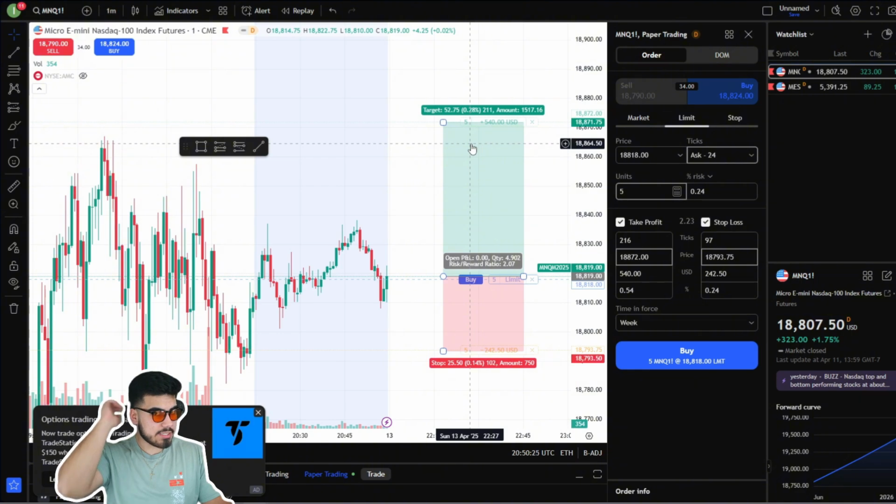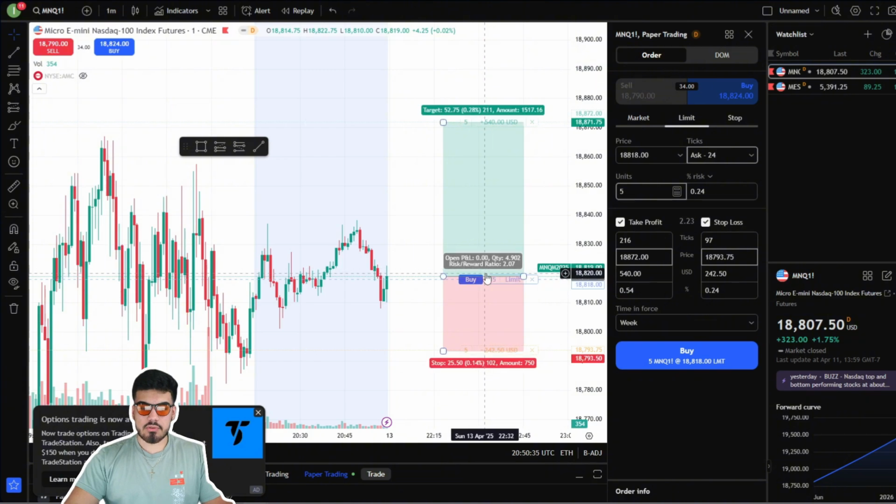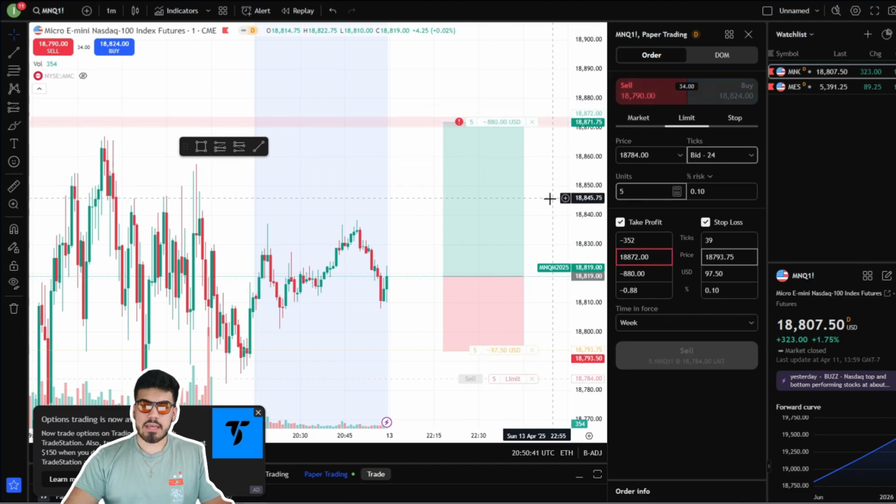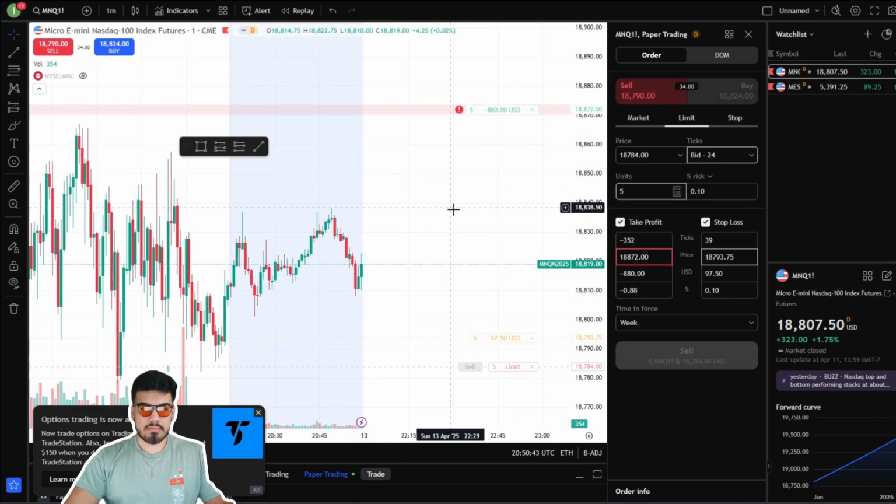What you want to do is make at least 40 points and lose 20 points. So always keep it 1 to 2. So you're risking 20 points to make 40 points. Right here, I'm risking 25 points to make about 52 points. That's a 1 to 2 risk to reward. Very simple. Same thing with sells, it's just the opposite.